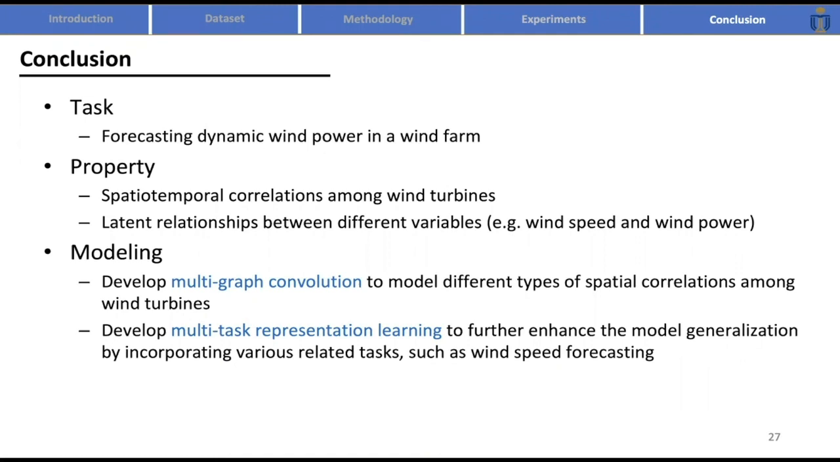To address the above challenges, we develop a multi-graph convolution to model the different types of spatial correlations. And we also develop a multitask representation learning to further enhance the model's generalization ability.